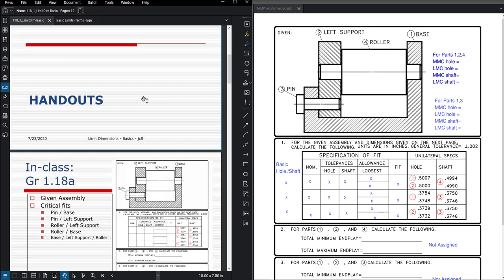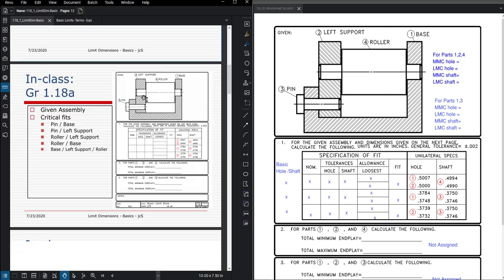So starting here with the background, notice we're thinking about an assembly which has a few parts to it, and we need to think about how these parts fit together. So for example here, the pin is fitting into the base, locating all the holes to get lined up. The pin is actually locking to the left support, and that's going to be a force fit, makes it stick together. The roller needs to be able to roll inside the left support and the base, and it can't be too tight in between.